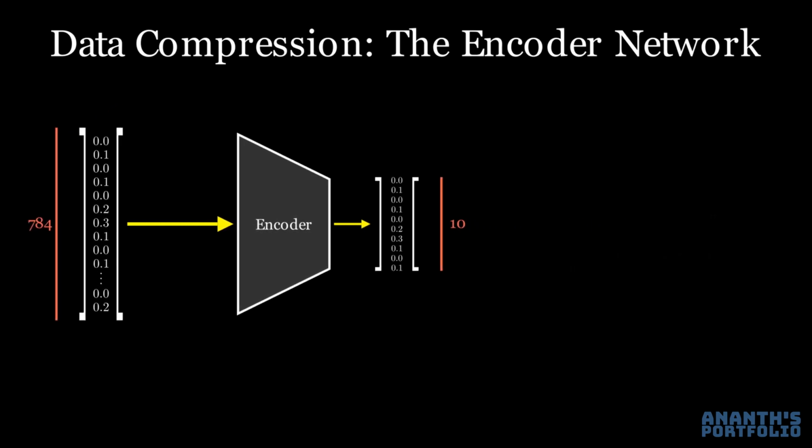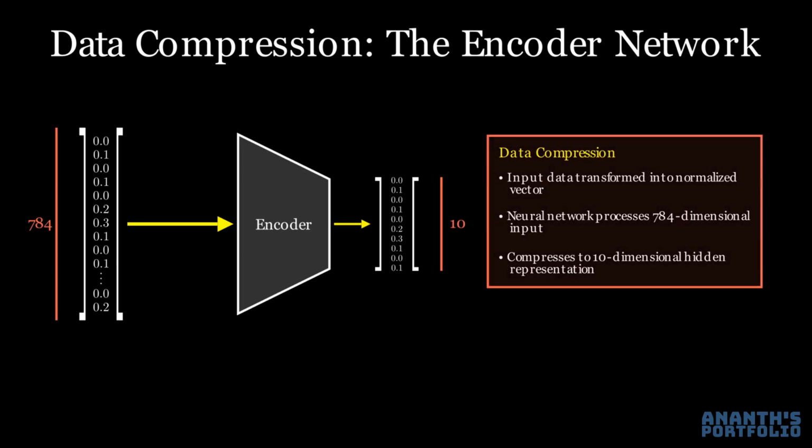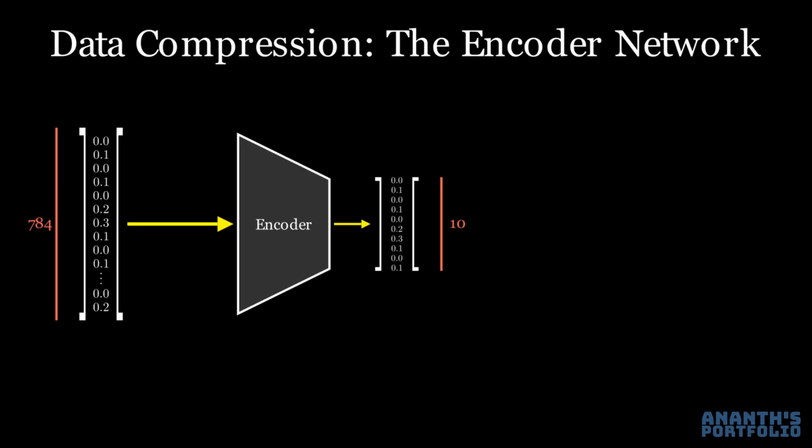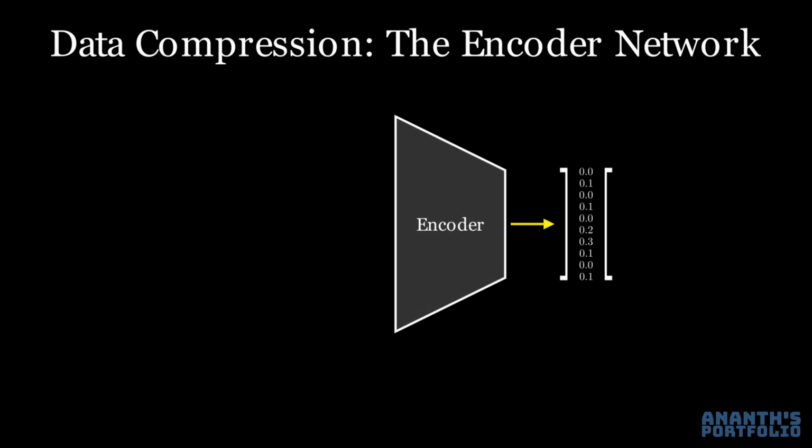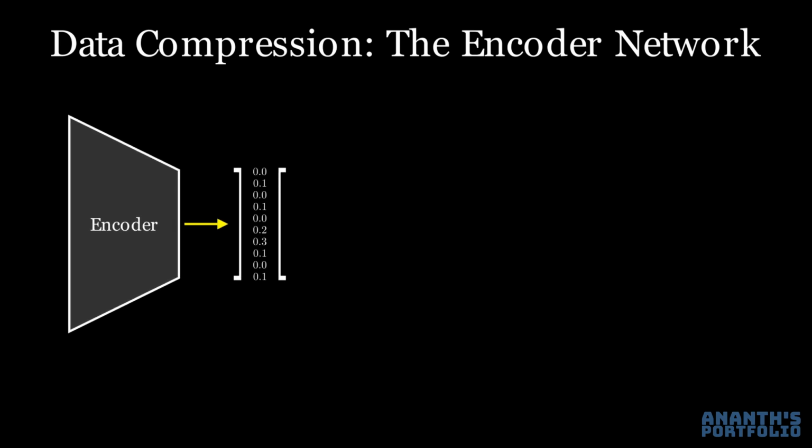But instead of simply reducing the dimensionality like a traditional autoencoder, the encoder in a VAE takes a probabilistic approach. It doesn't just output a single compressed representation, it learns two critical parameters, mean mu and variance sigma.